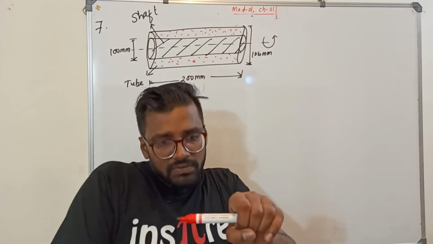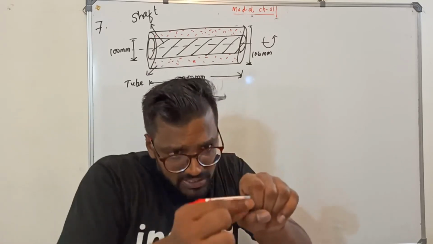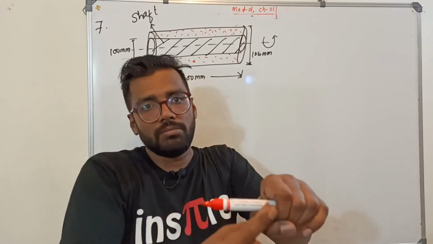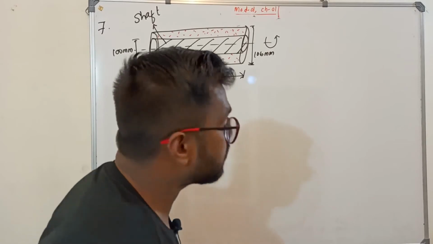Along the surface of the shaft you have how much clearance? 3 mm total. 3 mm. Remember that, not 6 mm. Okay, you need to understand that.